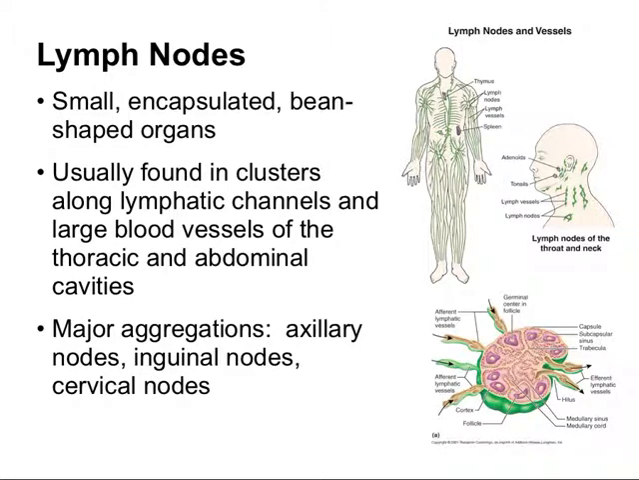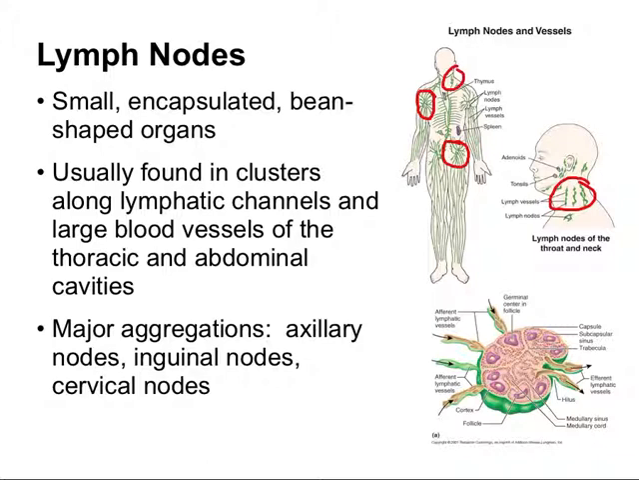The lymph nodes are small, encapsulated, bean-shaped organs. They're usually found in clusters along lymphatic channels and large blood vessels of the thoracic and abdominal cavities. You're probably most familiar with the lymph nodes that we see in the neck region, but we also find them in the axillary area or the armpits and inguinal nodes in the hips. The ones we see in our neck are the cervical nodes.